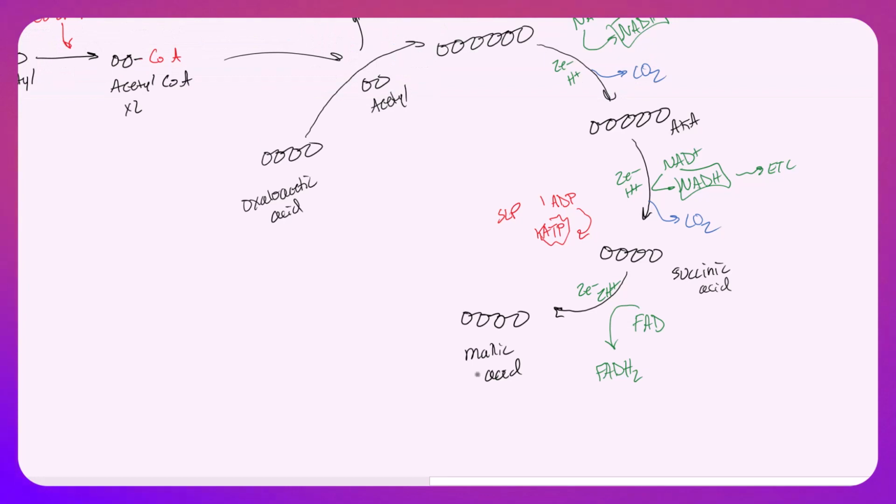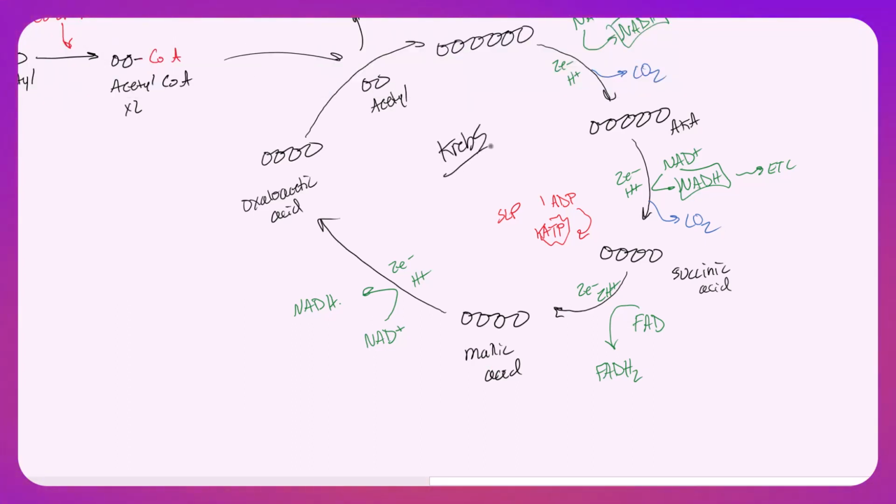Once we have our malic acid produced, in order to get back to our oxaloacetate, we are going to oxidize it one more time. In this case, we're going to bring our familiar oxidizer, NAD+. That is going to be converted to NADH. It's going to grab a pair of electrons and a hydrogen ion and will therefore turn malic acid back into oxaloacetate. This is the Krebs cycle.